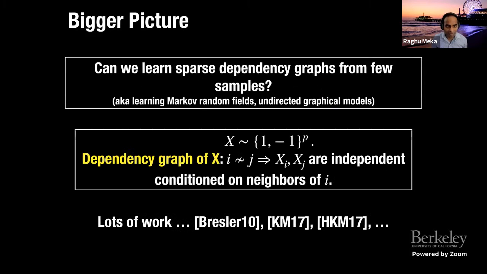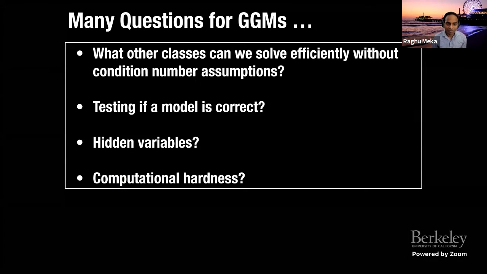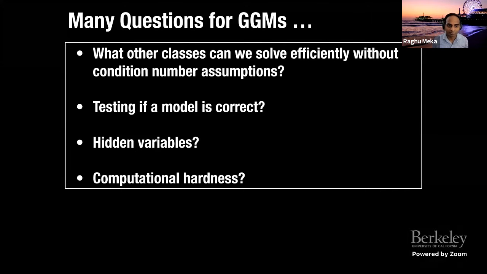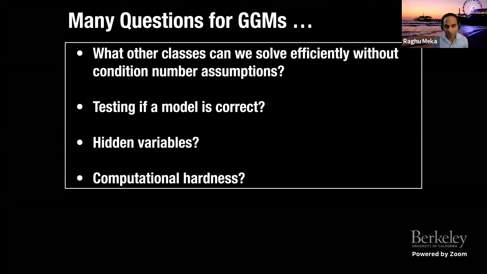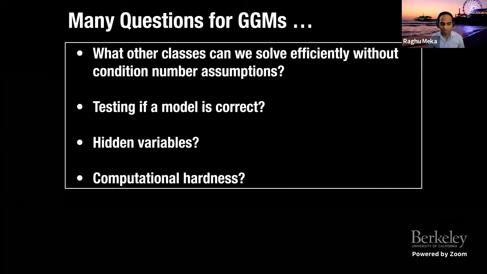Okay, but let me skip this bigger picture. We've seen many of that already. And there are many questions for GGMs that are open. So the main question I'd say is, are there other classes of models that we can solve? Even testing is completely unknown. If I give you samples from a GGM and I tell you, okay, here's my graph G, tell me whether this graph G is the right one or not. We don't know how to solve it.